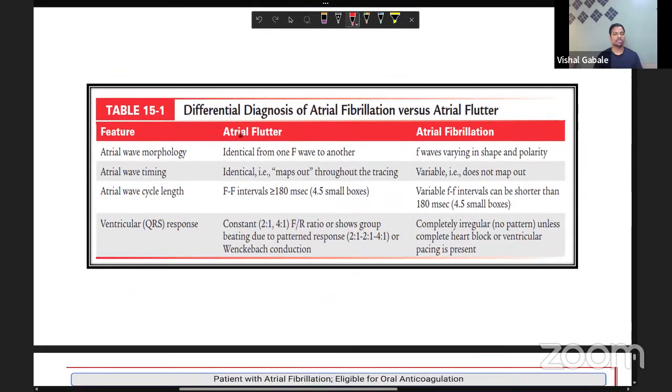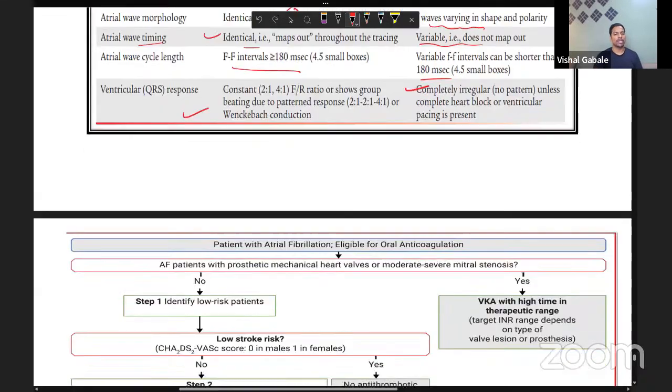So how to differentiate between flutter versus fibrillation? Flutter has identical F waves, whereas fibrillation has varying F waves or fibrillatory waves. Here atrial wave timing is identical, but here it is variable. It is irregular, right? Along with that, the FF interval is more than 180 milliseconds here, while here the FF interval can be shorter than 180 milliseconds. That is the distance between two fibrillatory waves I'm talking about. Similarly, ventricular response sometimes can be 2:1, sometimes 4:1, whereas in atrial fibrillation it is completely irregular. So that is the difference between flutter and fibrillation.